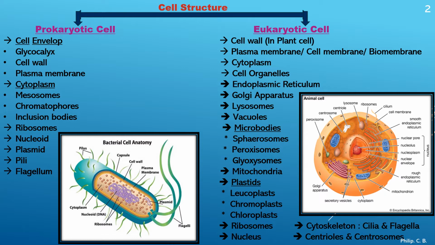on cell structure and organization, that is cell wall, which is present in case of plant cell, plasma membrane or cell membrane or biomembrane, cytoplasm, cell organelles, endoplasmic reticulum, Golgi apparatus and lysosomes. Whereas in today's part we learn the further components, that is vacuoles, microbodies, peroxisomes, glyoxysomes, mitochondria, plastids, again three types: leucoplast, chromoplast and chloroplast, then ribosomes, nucleus, cytoskeleton, in which we learn about cilia and flagella, centrioles and centrosomes.